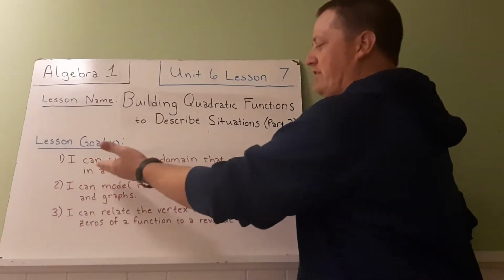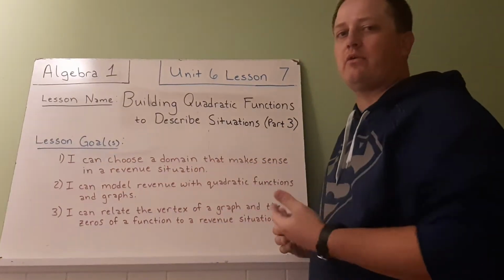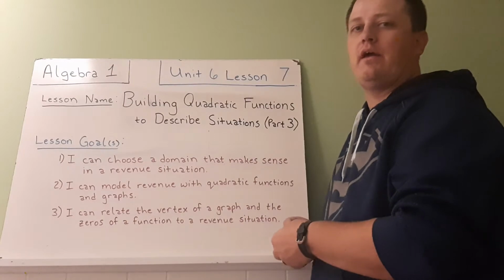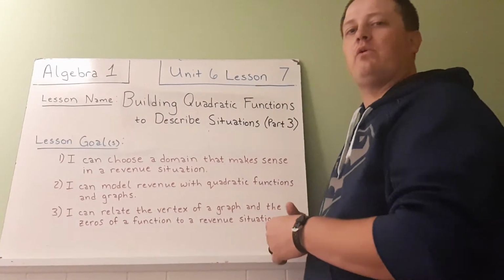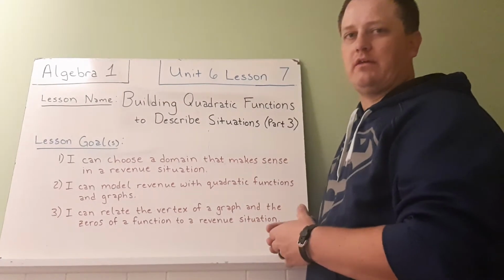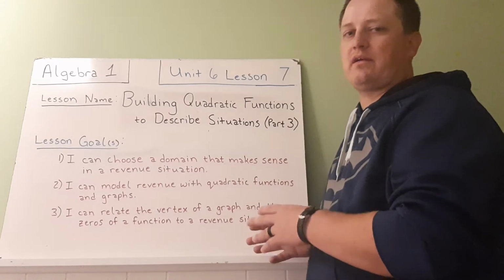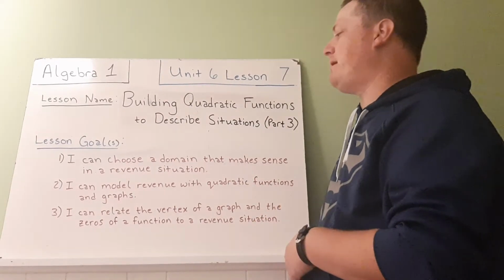So I can choose a domain that makes sense in a revenue situation. So in this one, we're going to focus on the ability to get revenue in a situation. And so we're going to look at domains that fit those models. And we need to look at what specifically is acceptable and what is unacceptable for those domains.